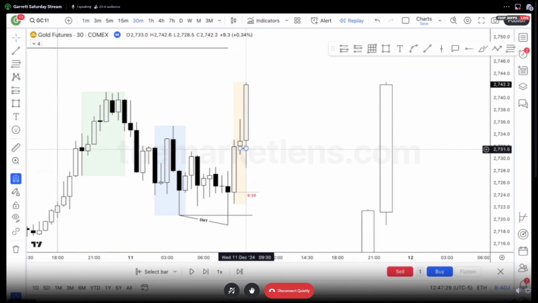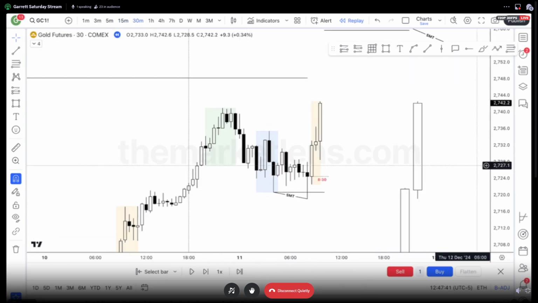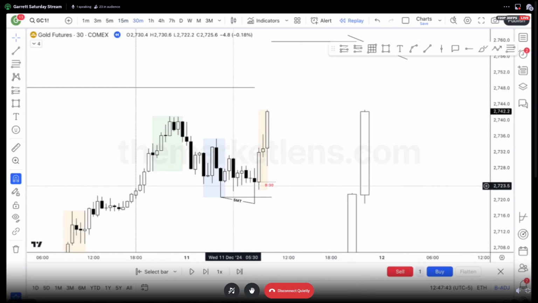But yeah, right. So that was also formed from a 30-minute fair value gap as well. So from a key level, it doesn't have to be a 15-minute key level, guys, by the way. It could be a higher time frame key level, right? But what's important right here is the framework, right? That's why this stuff works.